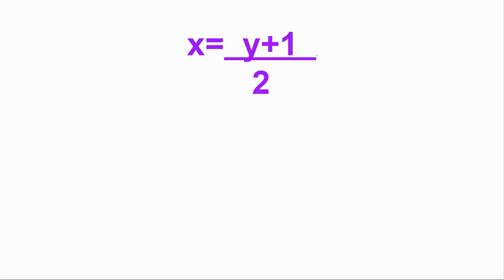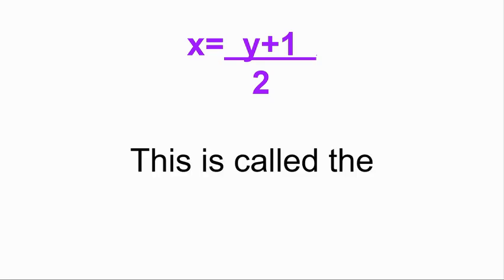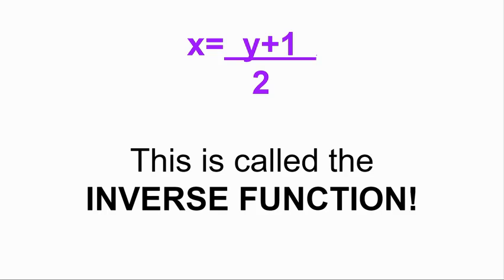Okay? Now, let me tell you something. What you have just created, this rule, also known as a function, is actually called the inverse function, right? So the inverse is like doing the undo, okay? And so when we take a function and figure out how to write it backwards, for lack of a better term, we are actually writing the inverse function.